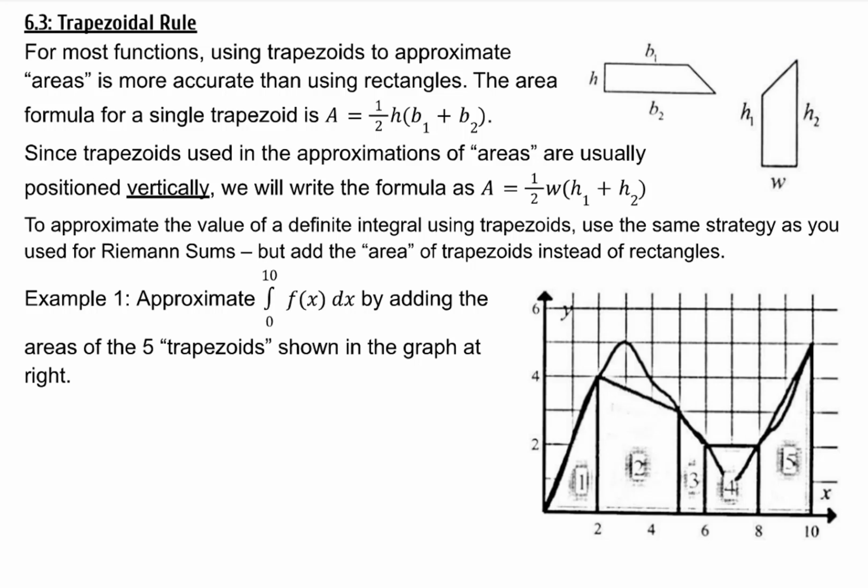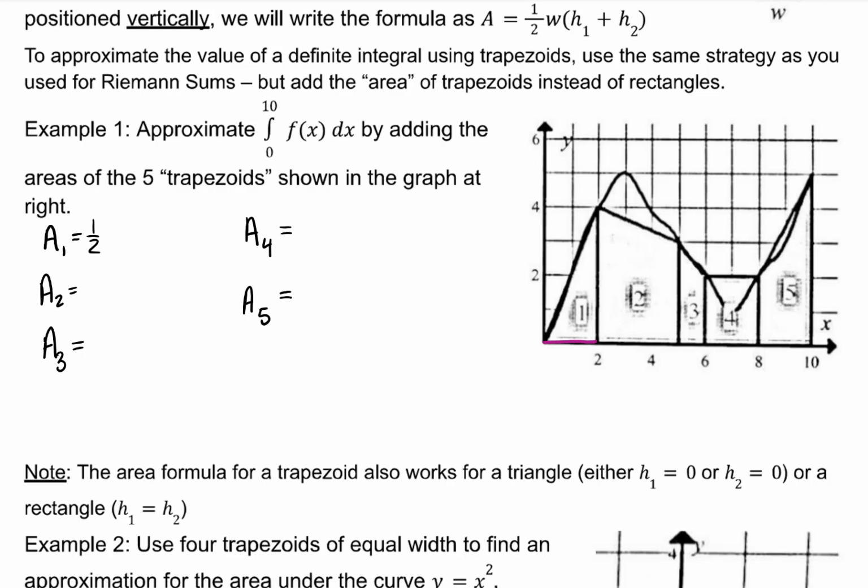To approximate the value of a definite integral using trapezoids, use the same strategy used for the Riemann sums, but add the area of trapezoids instead of rectangles. Approximate the integral from 0 to 10 of f of x with respect to x by adding the areas of the 5 trapezoids shown in the graph at right.